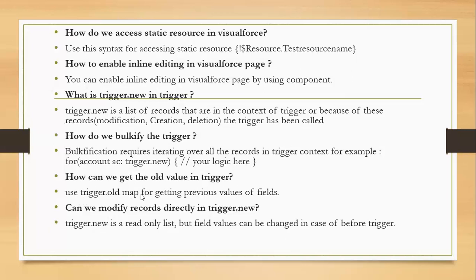Next question: how can we get the old value of the trigger? Use Trigger.oldMap for getting the previous value of the fields. Next question: can we modify records directly in Trigger.new? Trigger.new is a read-only list, but field values can be changed in the case of before triggers.